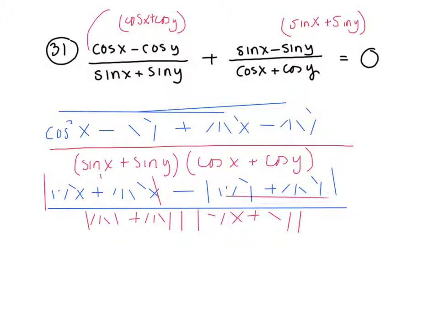Now, this right here is just 1. Do you see that this right here is also 1? What is 1 minus 1? 0. So 0 equals 0, and I'm done. That's it.